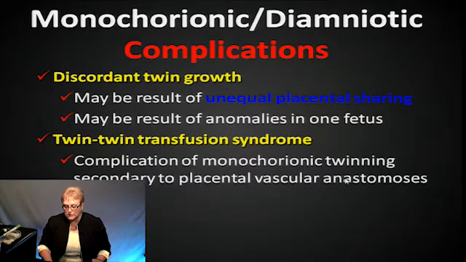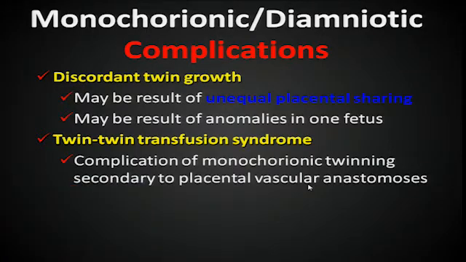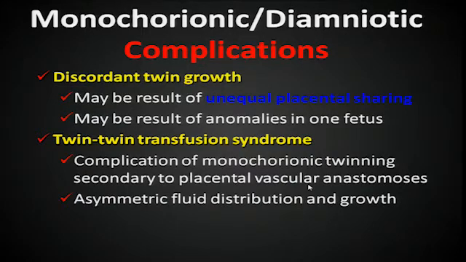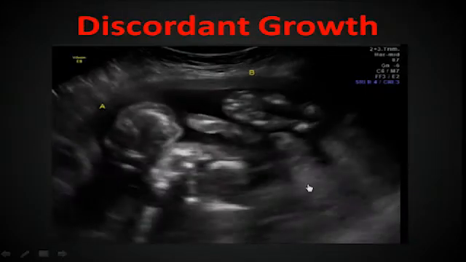Twin-to-twin transfusion syndrome is another complication because you have these vascular anastomoses where you actually have one baby pumping some of its blood over to the other baby. So one baby has very low fluid, and the other one has too much volume, too much blood. So it's trying to get rid of some of this, so it ends up with polyhydramnios. You have asymmetric fluid distribution and growth.